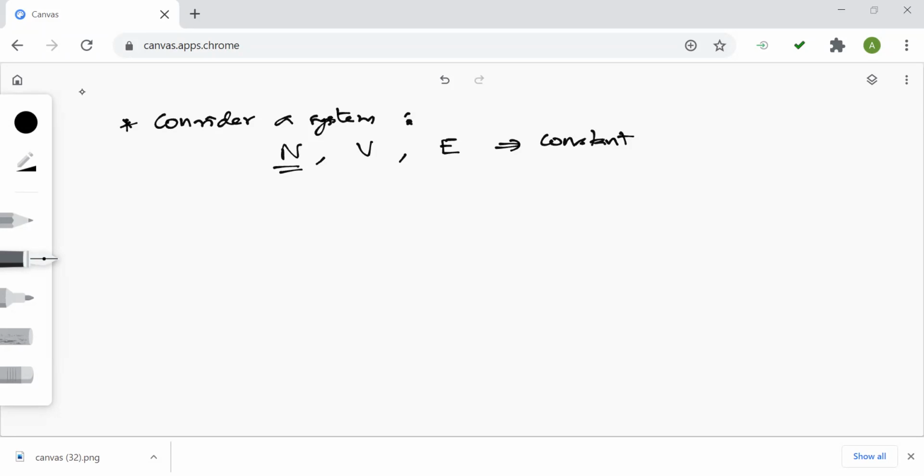Now, what is the thermodynamic probability formula for Fermi-Dirac statistics? Say, for example, assume that I have 5 states and two particles.